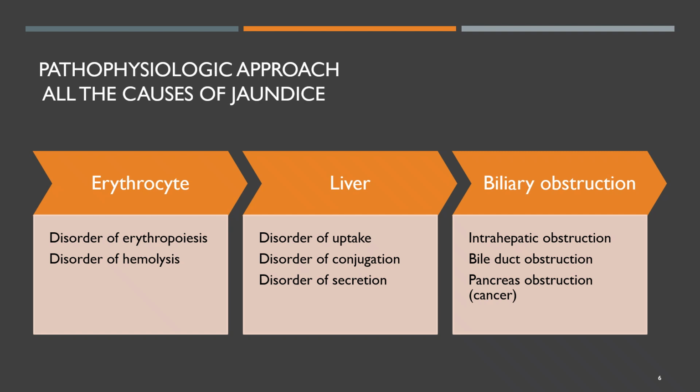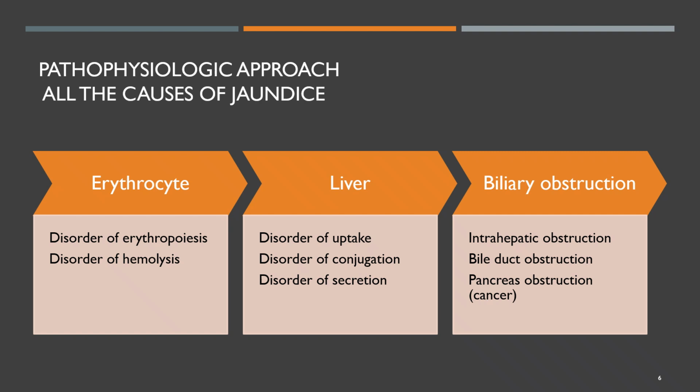There are three broad categories. Erythrocyte problems: if red blood cells are being destroyed too quickly, such as hemolysis, or if there is a disorder of red blood cell production, which is called erythropoiesis, bilirubin builds up in the system. You can have liver problems. The liver is responsible for bilirubin uptake, conjugation, and secretion. Disorders in any of these steps, whether genetic, toxic, or infectious, can result in jaundice.